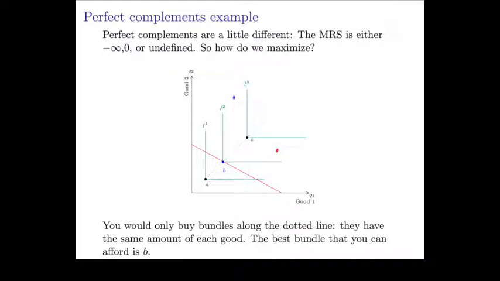And the extra units of good 1 don't help. So this consumer is just as well off at this point as they are at this point. So they wouldn't buy this good unless it were free. There's no reason to get the extra amount of good 1 and waste money on it. Similarly, this point is exactly as good as this point, so there's no reason to spend money on this extra amount of good 2. So the best bundle for this consumer, when the budget line is this line here, is this bundle B.